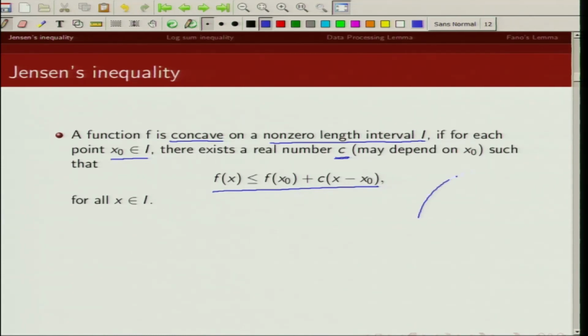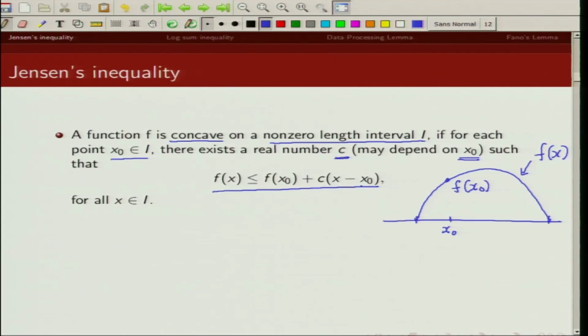Let's just draw, let's say this is a function defined over this interval from here to here. Now take any point belonging to this interval. Let's just take this point x0, and this is my function f of x. So what is f of x0? That is this point. This is f of x0. So there exists a real number c, of course the value of c will depend on x0, such that function f of x is below f of x0 plus c times (x minus x0).